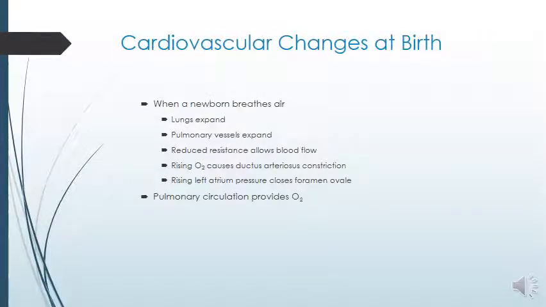When a newborn breathes air, the lungs expand. The pulmonary vessels expand. There's a reduced resistance. It allows the blood to flow. And the rising oxygen causes the ductus arteriosus to constrict. And the rising left atrial pressure closes functionally the foramen ovale, which does not structurally completely close until the baby's about a year. The pulmonary circulation then provides the oxygen.